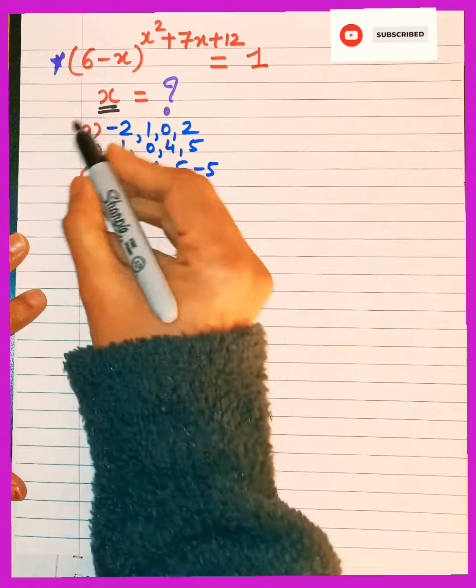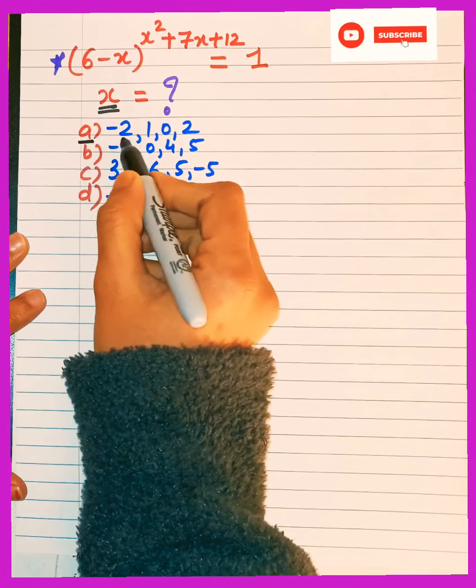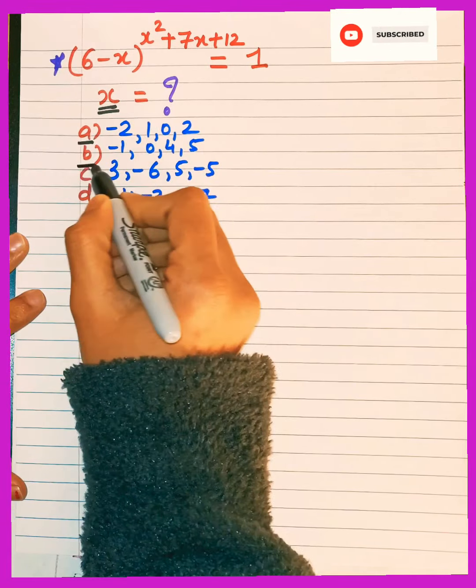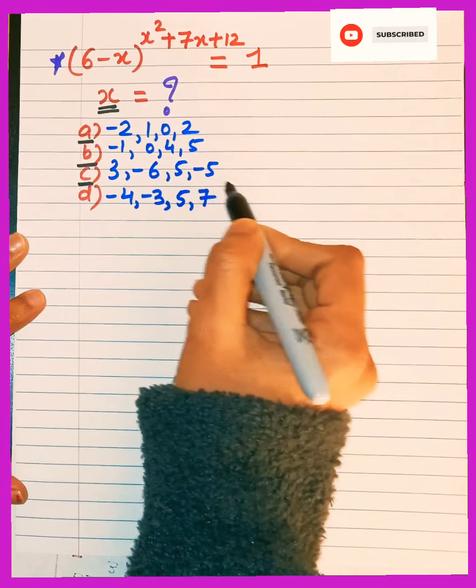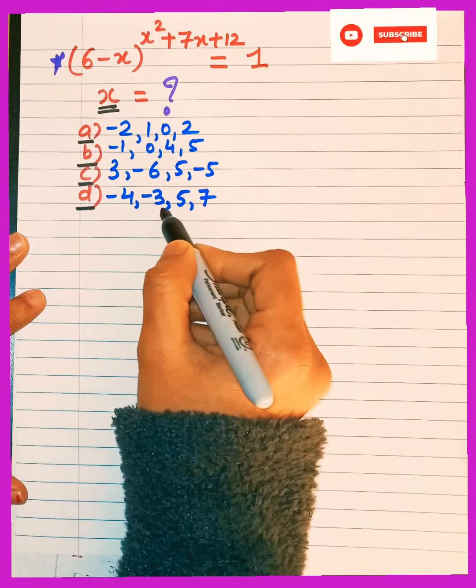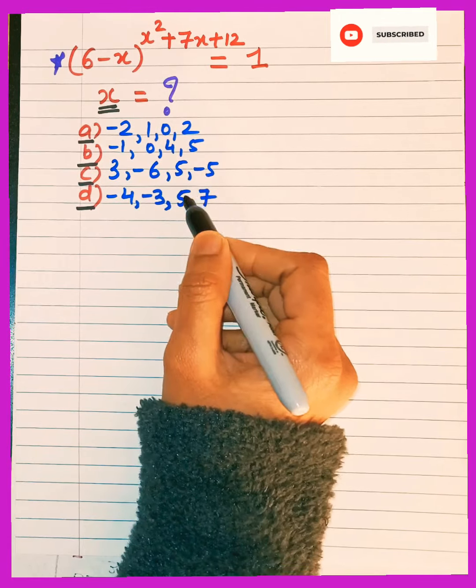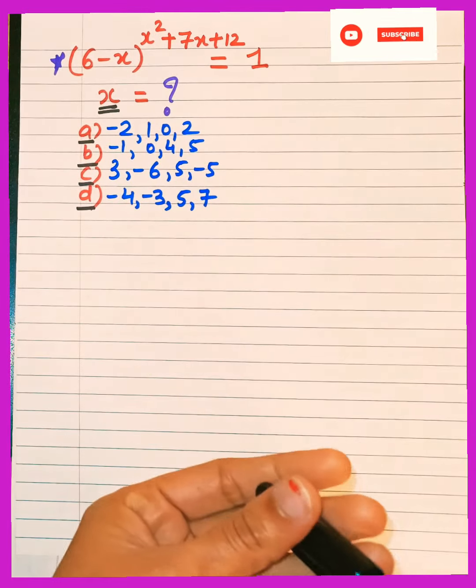The options which are given to us are minus 2, 1, 0 and 2; minus 1, 0, 4 and 5; 3, minus 6, 5 and minus 5; minus 4, minus 3, 5 and 7. So these are the four options which are given to us.